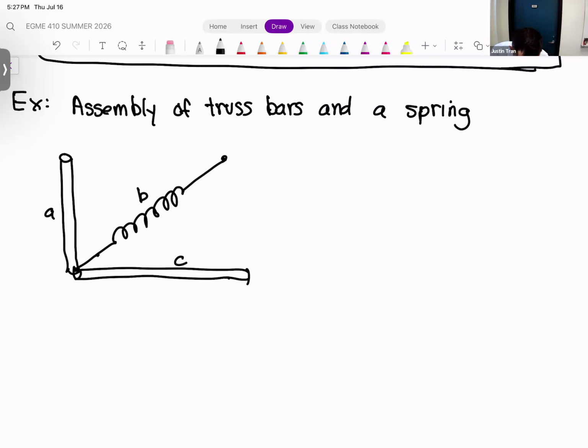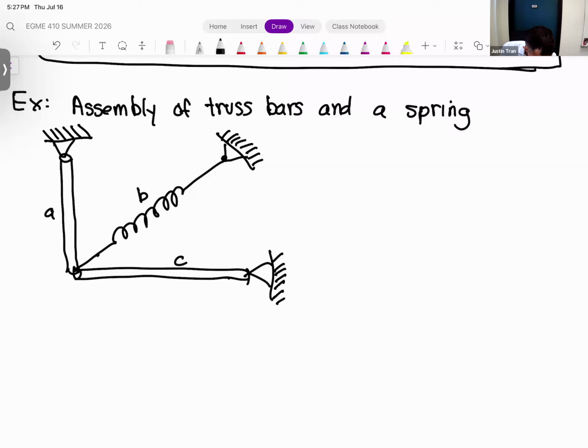Okay, and then we need to add some constraints here. We actually have a bunch of fixed constraints. We have a fixed constraint up on the upper part of element A. We have a fixed constraint for the spring, fixed on the other end there. And we actually have a fixed constraint for element C as well. We actually have 4 fixed supports.